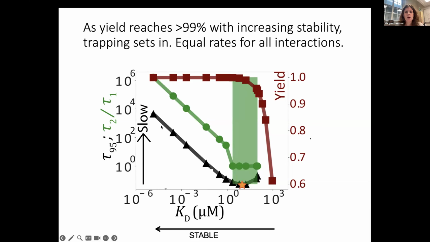So now it's going to take you very long to reach the yield because you get stuck in all these intermediates. And so the trapping factor that I defined tracks very well with this, as it's a convenient metric to track.